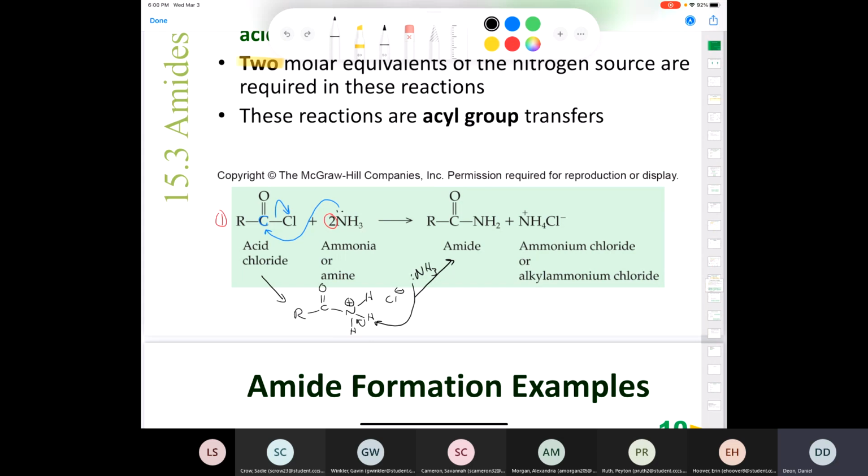Now, again, for this class, if you want to just memorize it, like, yes, Mr. Dion, I know I need to have 2 equivalents of the amine, that's all great. There's nothing wrong with that at all. It's just that seeing the reaction happen, this is actually how it occurs, can clear things up for some students. We call this a reaction mechanism.